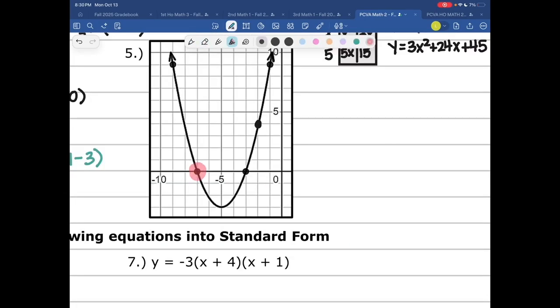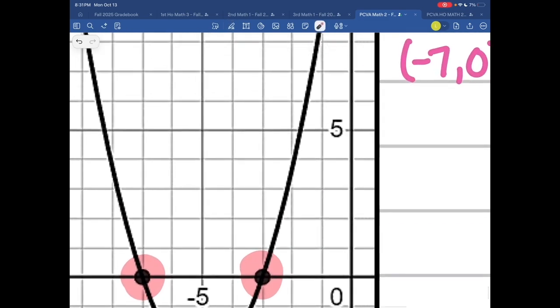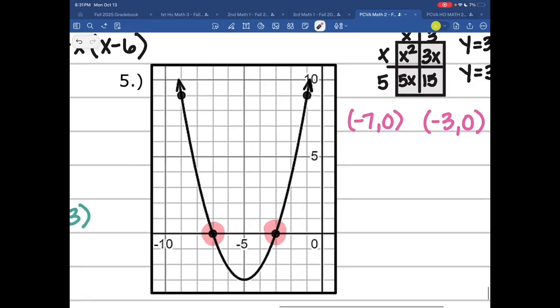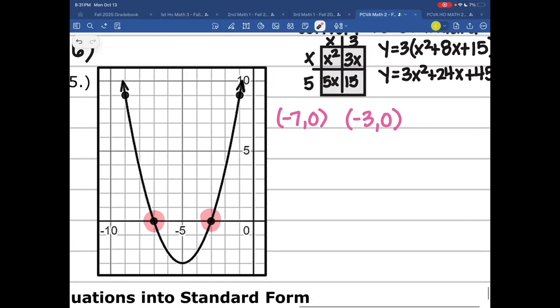All right, so we have our x-intercepts, and our x-intercepts are at negative 7 and 0, and at negative 3 and 0. Now, when we go to pick a point, we want to make sure that we're using a perfect point. My first instinct, oh, well, here's a perfect point. And it looks pretty close, but if you notice, it's off just a tad bit on that problem. So we always want to make sure we pick a perfect point.